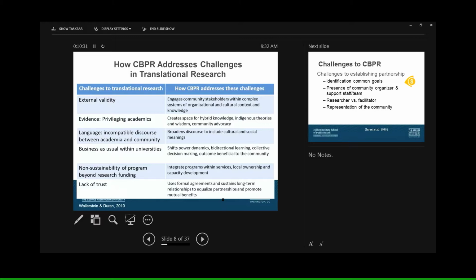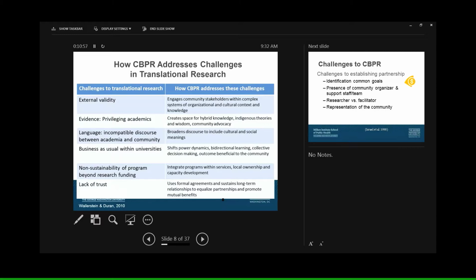And we can see there's external validity. So when we're trying to control for some of the social or environmental aspects of it, CBPR actually engages community stakeholders within those systems, within those complex systems and cultural contexts. So the external validity of a traditional translational or intervention study is addressed that way.